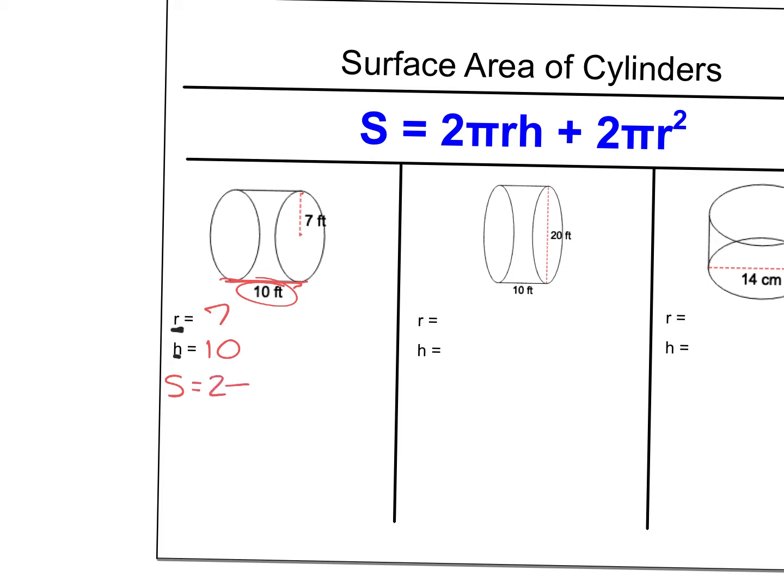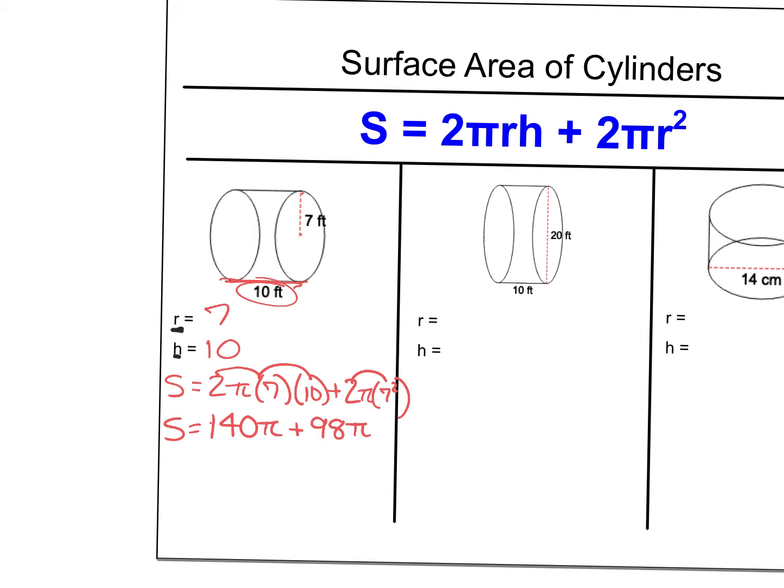So I have 2 times pi times our radius of 7 times the height of 10 plus 2 times pi times our radius of 7 squared. All right, I'm going to clean this up a little. So I'm going to do 2 times 7 times 10. So 2 times 7 is 14, times 10 is 140. And I still have the pi there. Plus 7 squared is 49 times 2 is going to give me 98 pi.